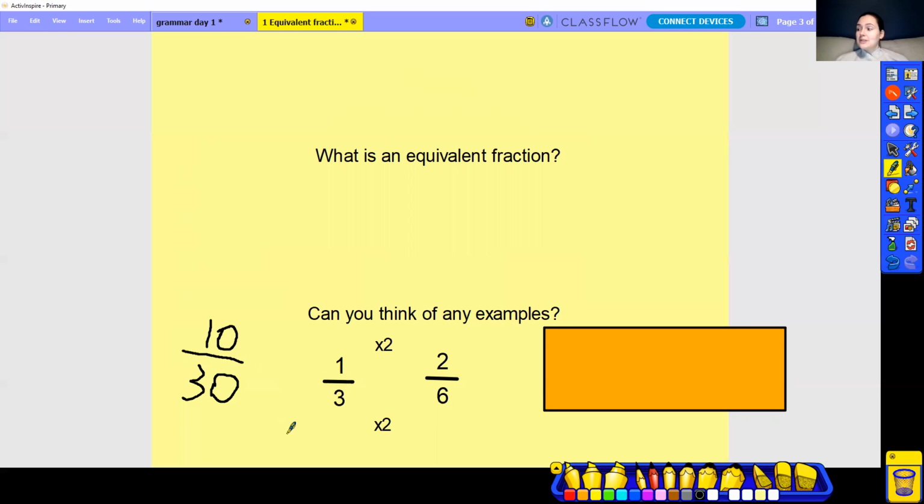You could, for example, say, well, let's times them both by 5. So if we times 1 by 5, we get 5. Times 3 by 5, we get 15. So 5/15 is the same as 1/3, okay?